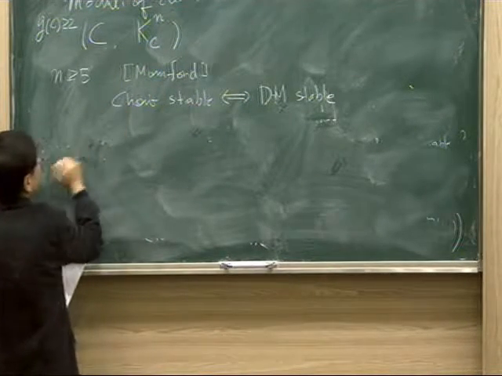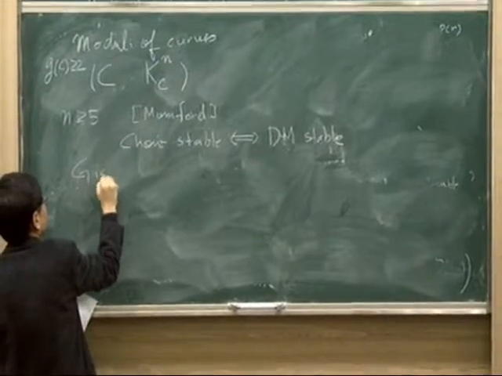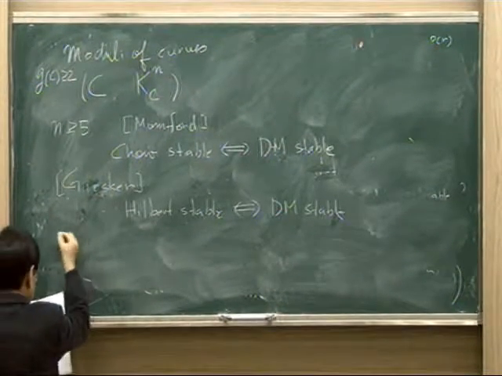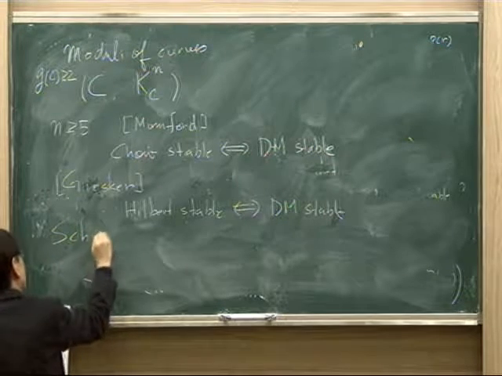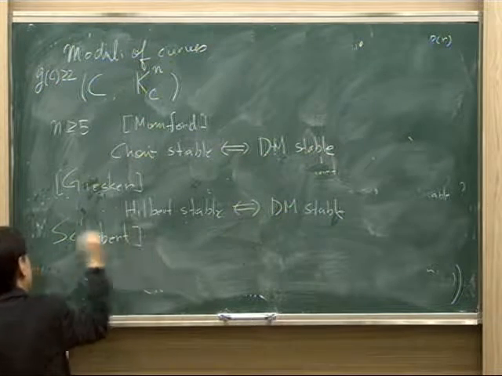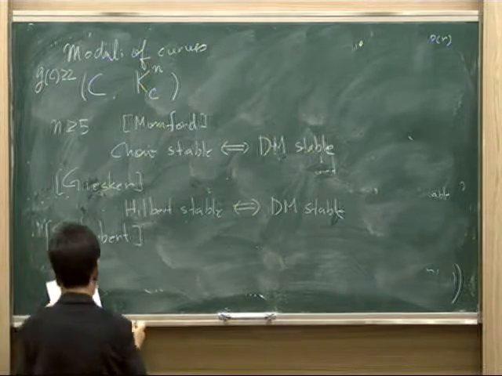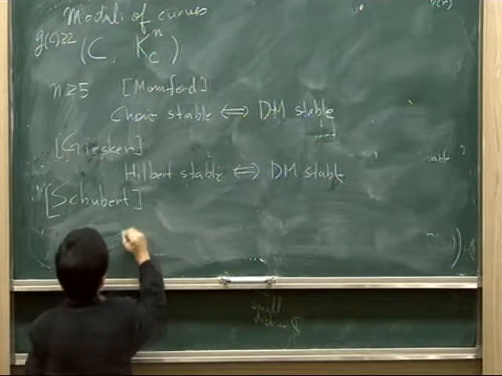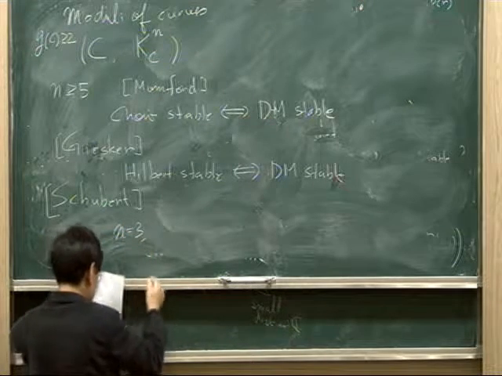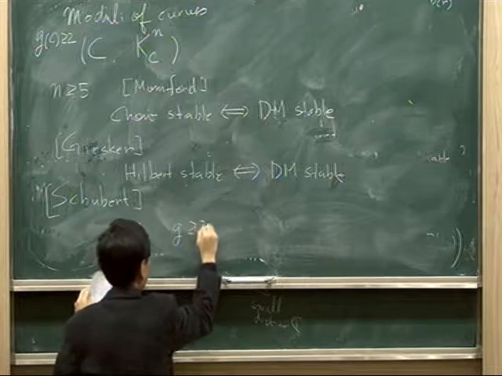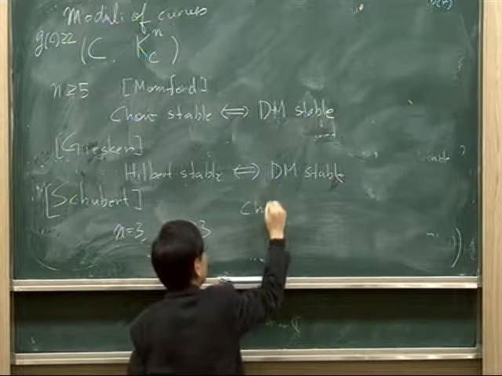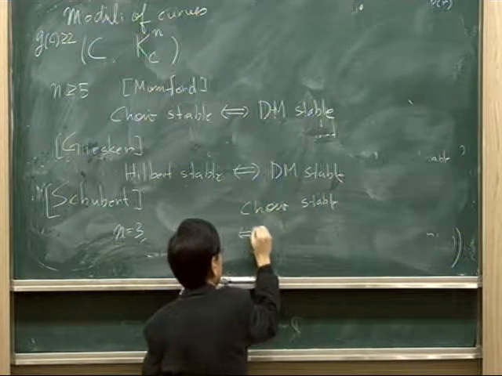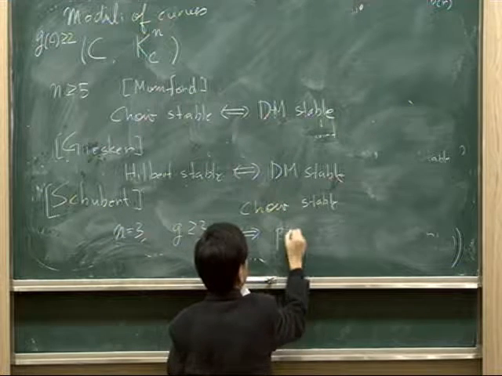Then Gieseker. The first one was done by Schubert, not the musician. He proved the n equals 3 case, g greater than or equal to 3. He proved that Chow stable is equivalent to Schubert's stable.